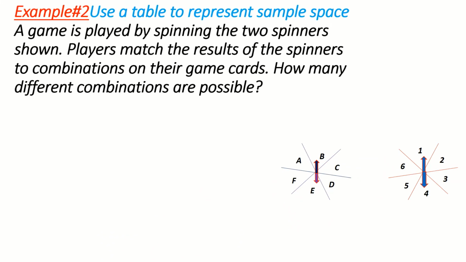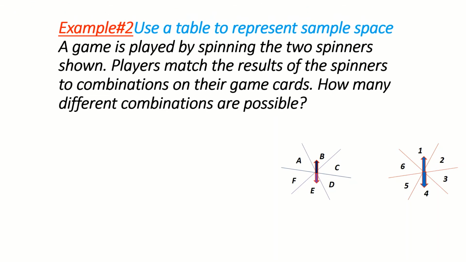Example number 2. Use a table to represent a sample space. In the previous slide we have seen how to use a tree diagram to find out all possible outcomes or sample space. In this example we are going to see how to use a table to represent the sample space. A game is played by spinning the 2 spinners shown. Players match the result of the spinners to combinations on their game cards. How many different combinations are possible?